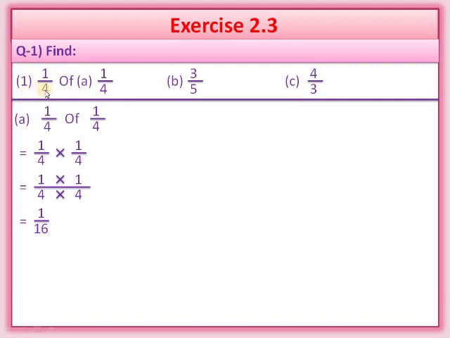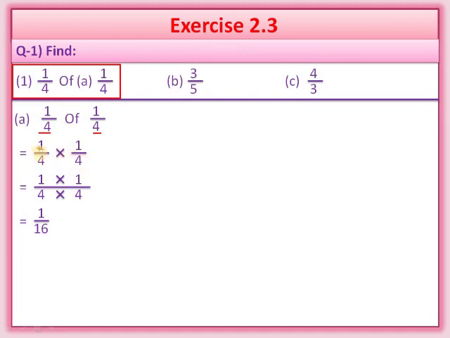First question, 1 upon 4 of question number A, 1 upon 4, B, 3 upon 5, C, 4 upon 3. So first we are going to solve first question, 1 upon 4 of A, 1 upon 4, right? So first part is 1 upon 4 of 1 upon 4. Okay. So here already you know very well what is the meaning of of. Of it means multiplication, right? So here 1 upon 4 multiply 1 upon 4.